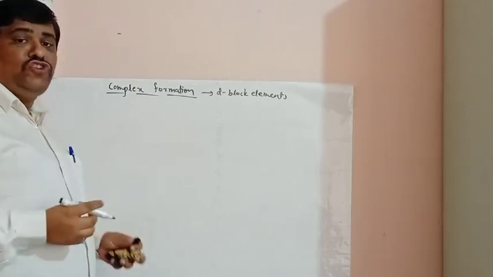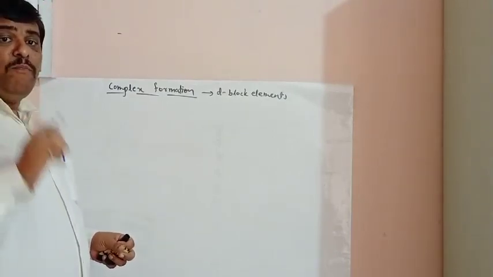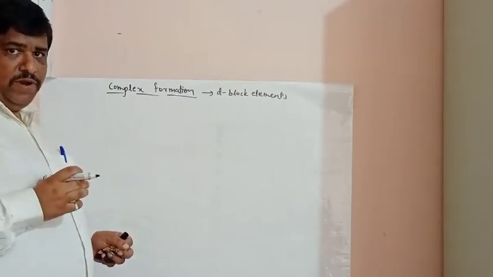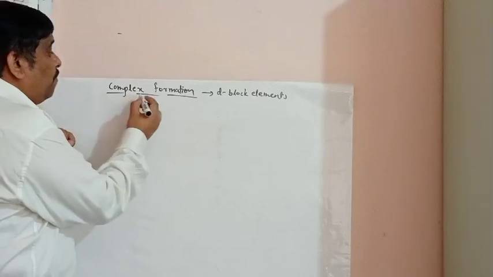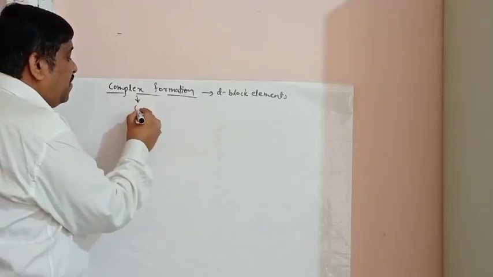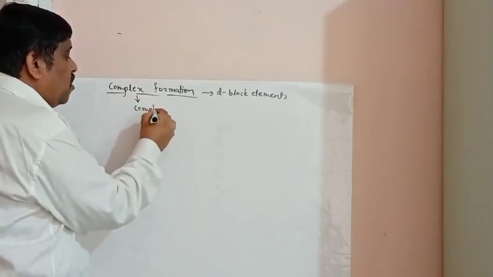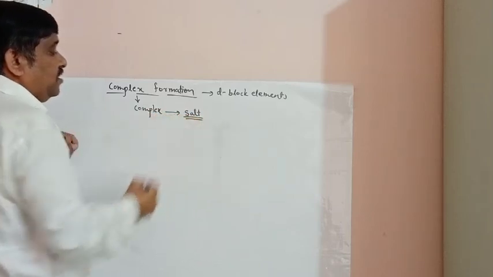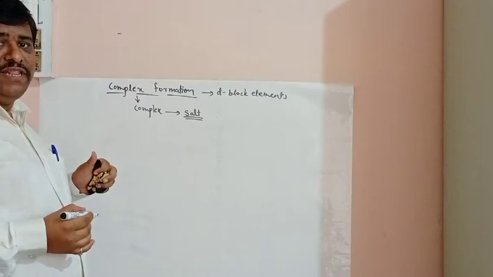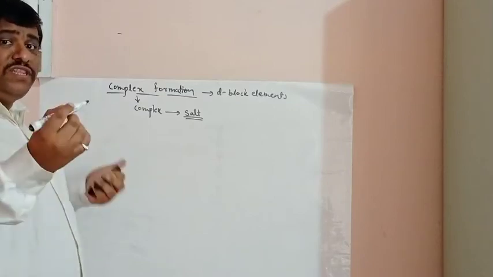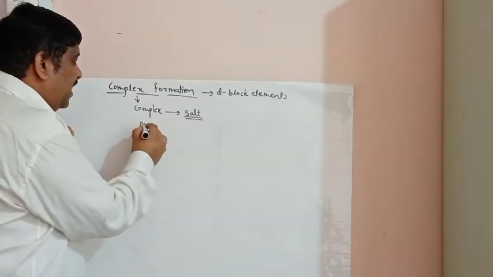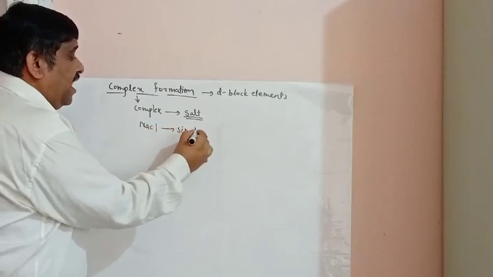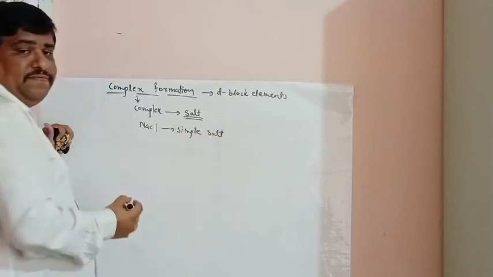Before that, you should know what you mean by a complex compound or a coordination compound. So what is meant by complex? Complex is nothing but a salt. You know the simple salt. If you take NaCl, this is called a simple salt.